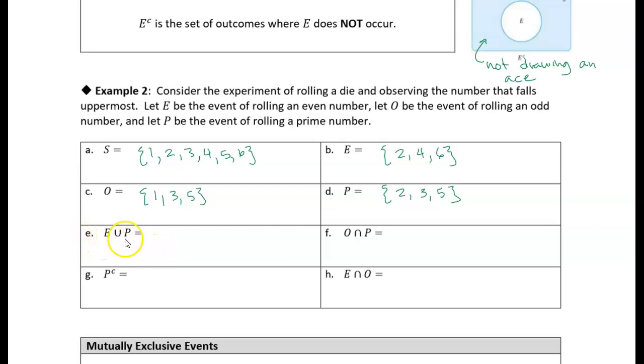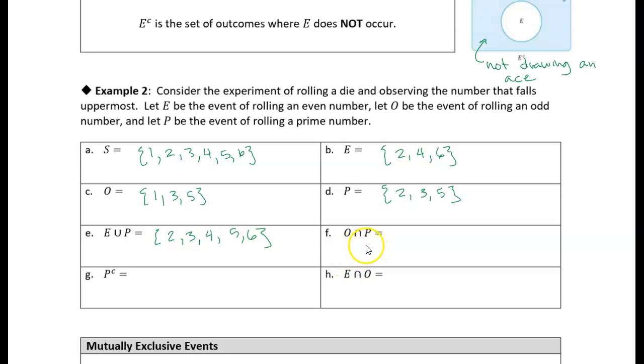What is the union of E and P? Okay? So remember, union is or, so we're looking for all of the possible outcomes that are either even or prime. Okay? Even or prime. Well, we're going to have 2 and 3 and 4 and 5 and 6. All of those are either even or prime. Okay? And you can see it's just the union of those two sets. Now 2 is in both sets, so we end up with 5 elements in the set.